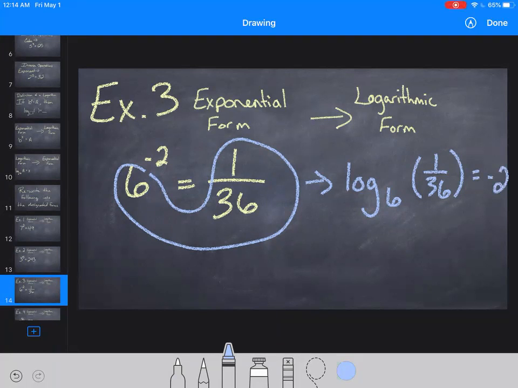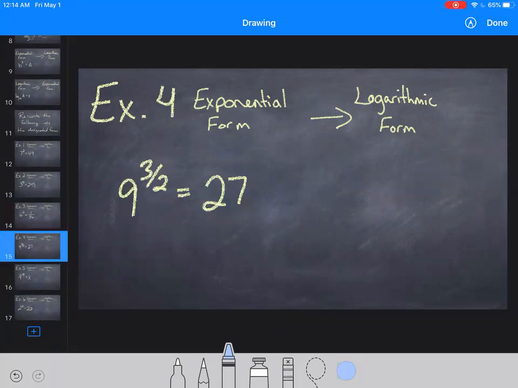Now, one of the things I do want you to notice is that my base on my exponential form, when it becomes a base on our logarithmic form, it's always a little smaller, a little lower. It's not the same size as the rest of our stuff. It's a subscript, you can say.